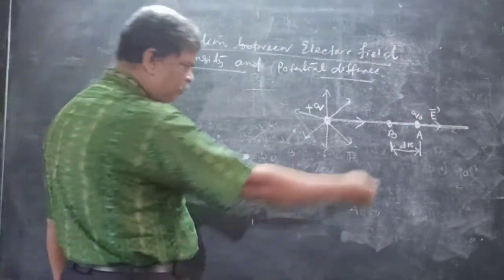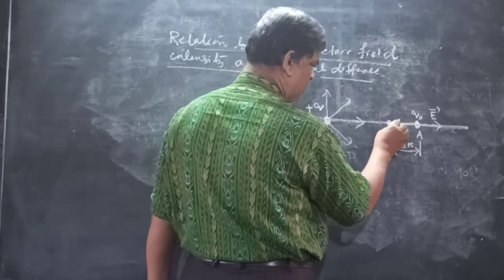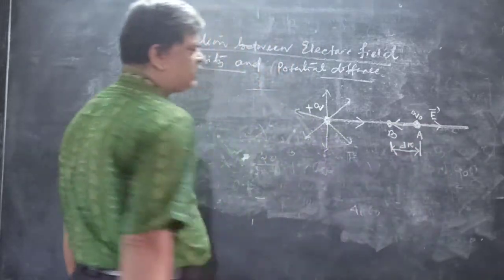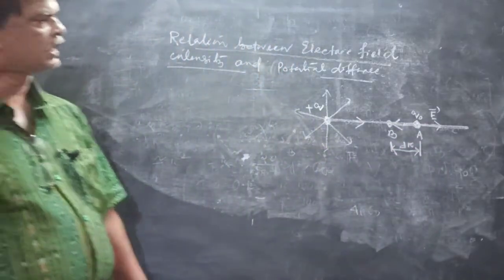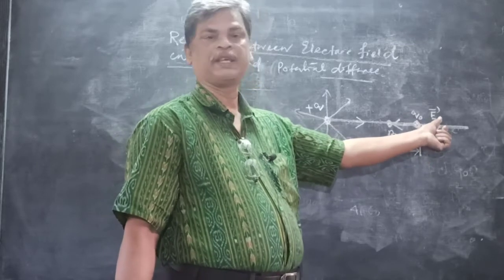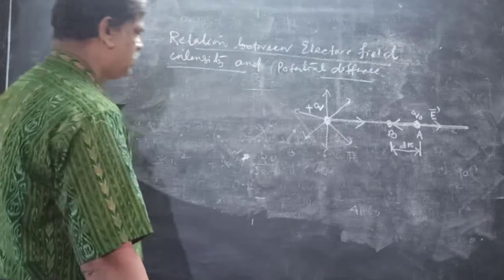Then we move it toward this. How much amount of work is done? First we see how much force acts on q0, because q0 is present in a field of field strength E. There is a force on the test charge q0. Write it down.